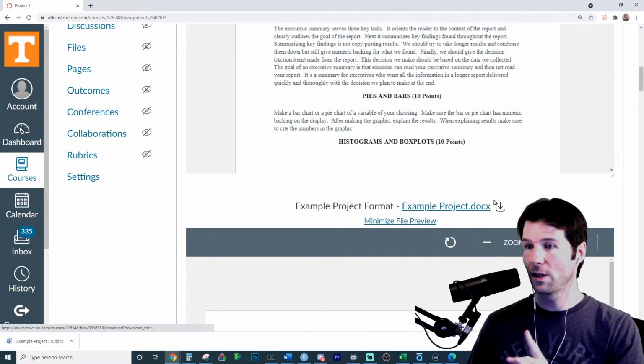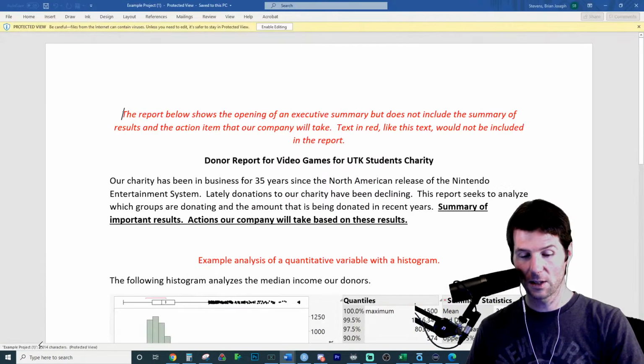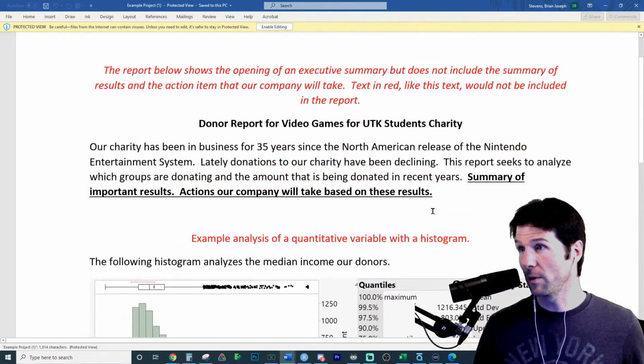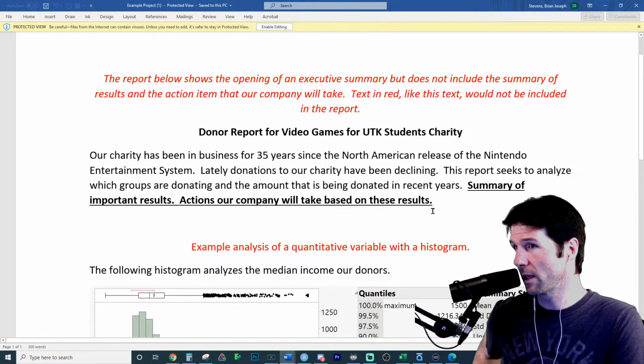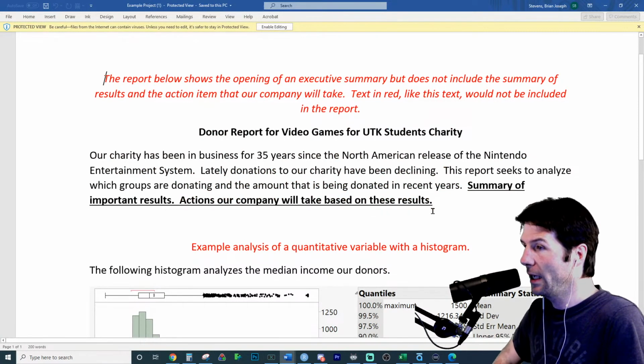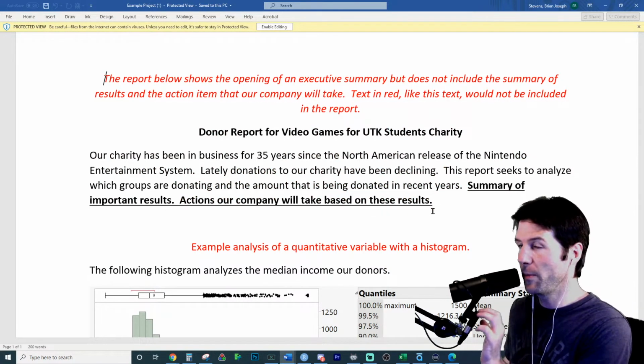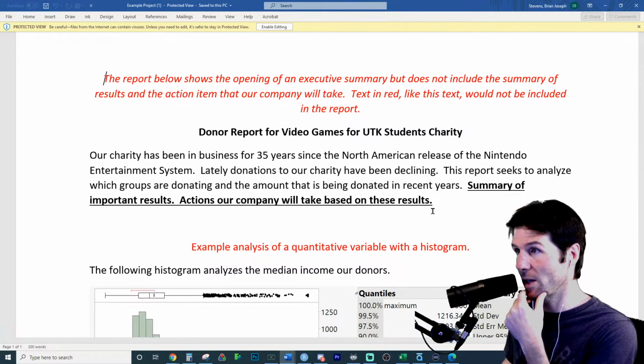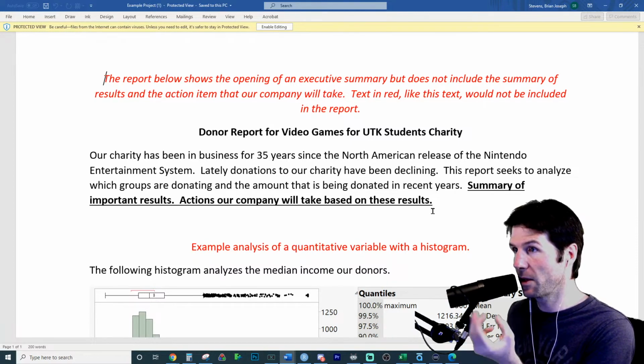You don't want to turn in something just like the sample project, but right here, let's talk about this, because this is something big where a lot of people are going to lose points on their executive summary. So in the executive summary, we've just got a basic executive summary right here. As I put in red, the report below shows the opening of the executive summary, but does not include the summary of results and the action item the company will take.